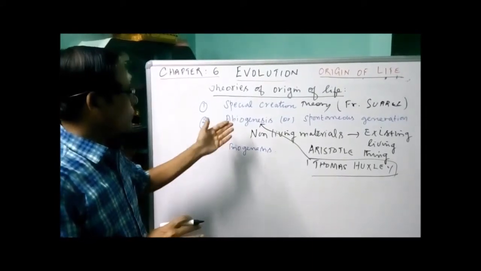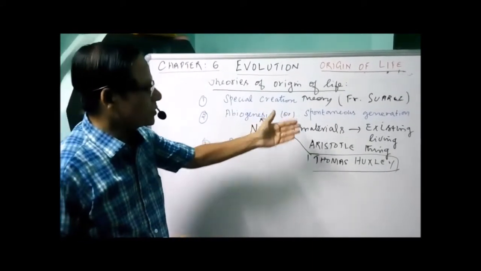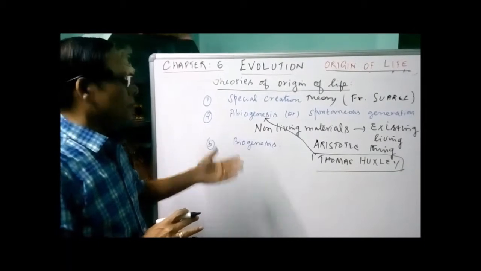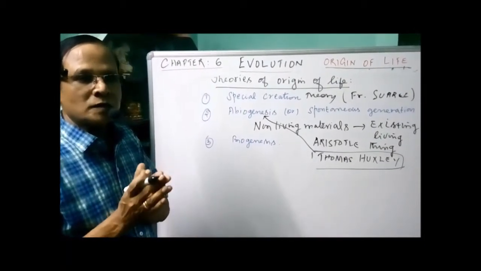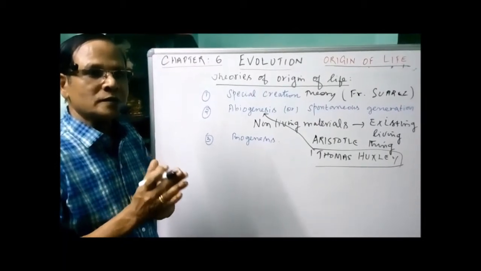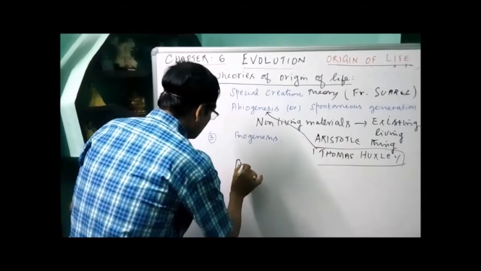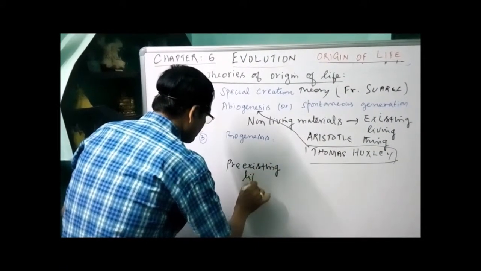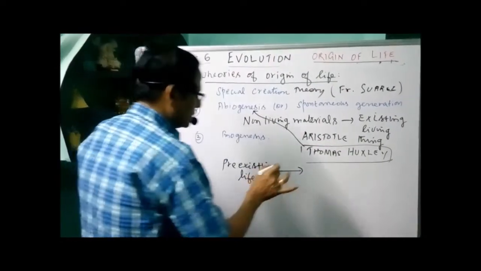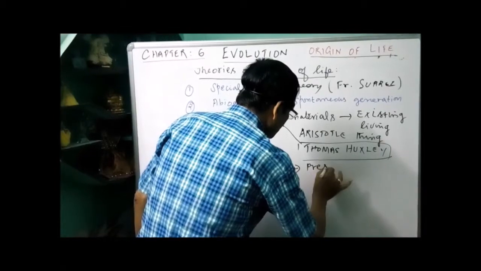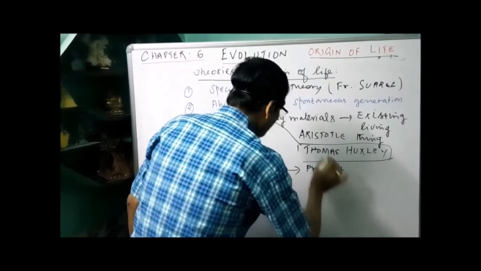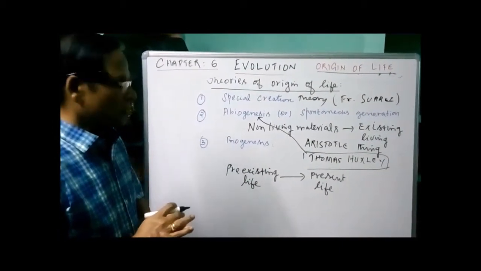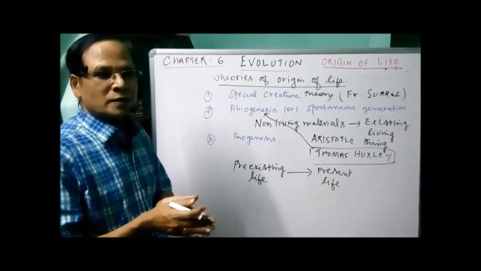The concept of abiogenesis was disproved. I use the word spontaneous generation, naturally without any inducement. That is called spontaneous. So the word biogenesis refers to the origin of life from already pre-existing life. So pre-existing life gave rise to the present living or present life. This is called biogenesis.